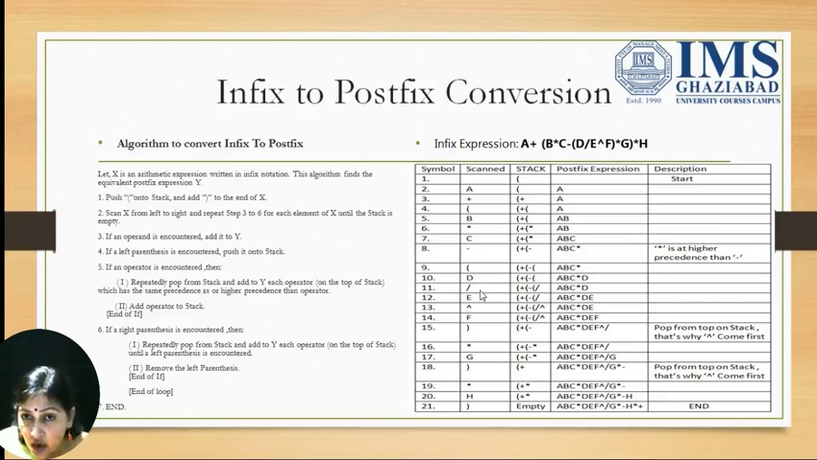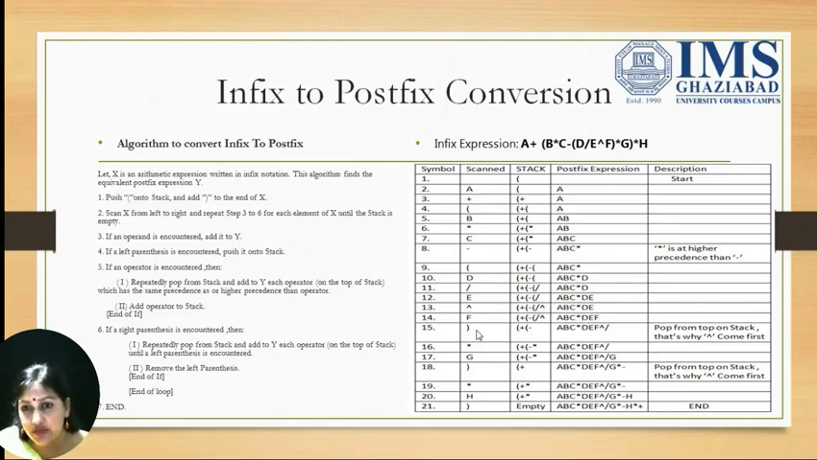Then division is encountered. There is no operator of same or higher precedence into the stack, so just push division into the stack. E is encountered, just add it to the postfix expression. Then the raised to the power or exponential operator is encountered. There is no operator of same or higher precedence on the top of the stack because division has lower precedence than exponential operator. Then F is encountered, add it to the postfix expression.